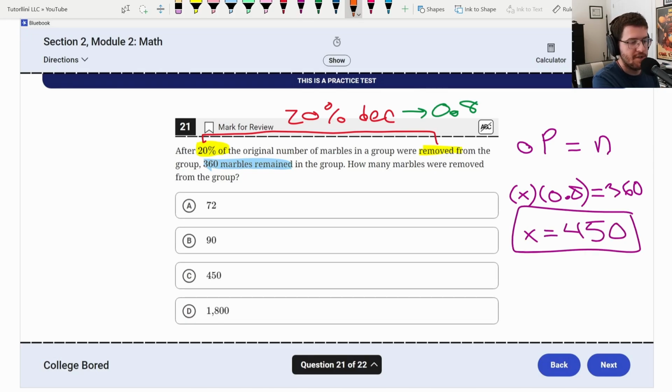So we started with 450 marbles, and we ended up with 360 marbles. So that means if we subtract those, 90 were removed. And that is answer choice B.